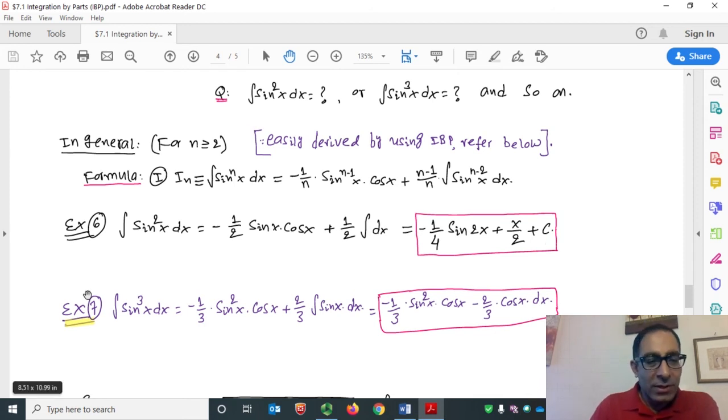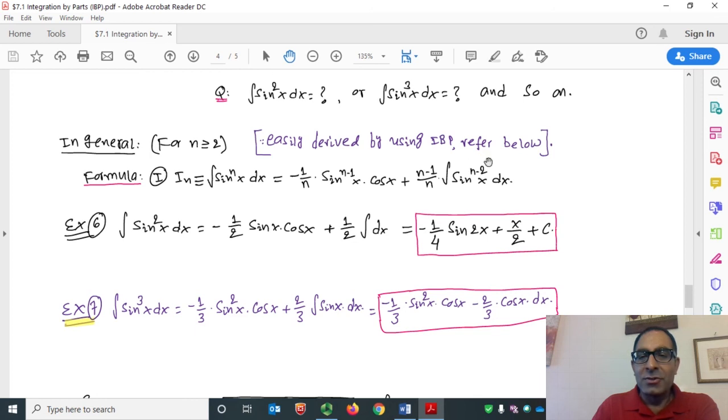Great. Similarly, example 7, integration of sine cubed x dx. Now put n equals 3. So by this reduction formula, our answer is -1/3 sine squared x cosine x plus, n is 3, so 3 minus 1 is 2, 2 over 3, so 2/3 integration sine x dx.